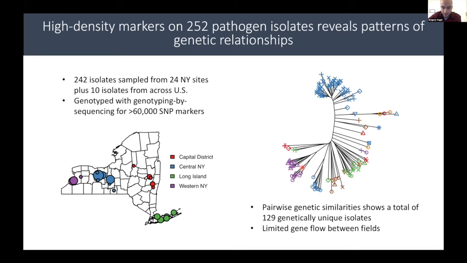And if you look in the lower left, you'll see that there's a cluster of purple triangles and then a cluster of purple circles. These represent 2 fields in Western New York that were maybe within 5 or 10 miles of each other. And although the populations on these 2 fields were more closely related to one another than they were to the rest of the isolates, they were still totally genetically differentiated, showing that once this pathogen is introduced to a particular field, most likely via a flooding event or inadvertently brought in with machinery, it tends to stay there and evolve relatively isolated from other populations.